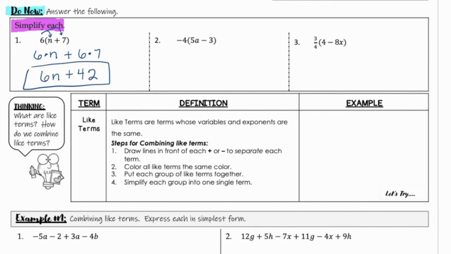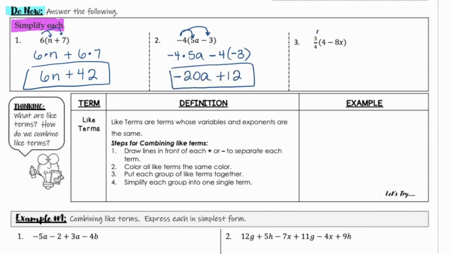For number 2, same thing. I'm going to distribute that negative 4. So I have negative 4 times 5a minus 4 times negative 3. And this is going to give us negative 20a plus 12. And then last one, we're going to apply distribution as well.